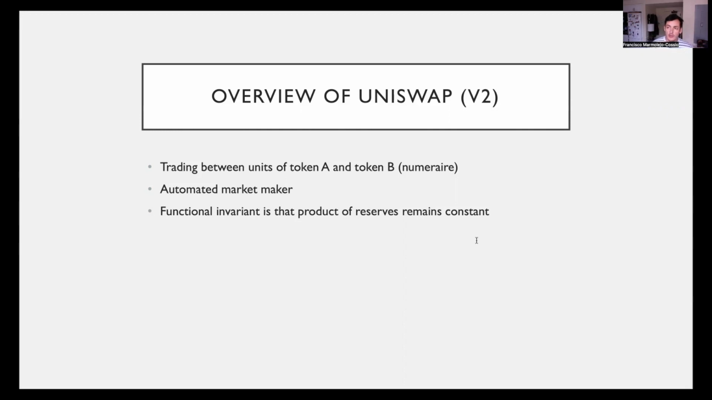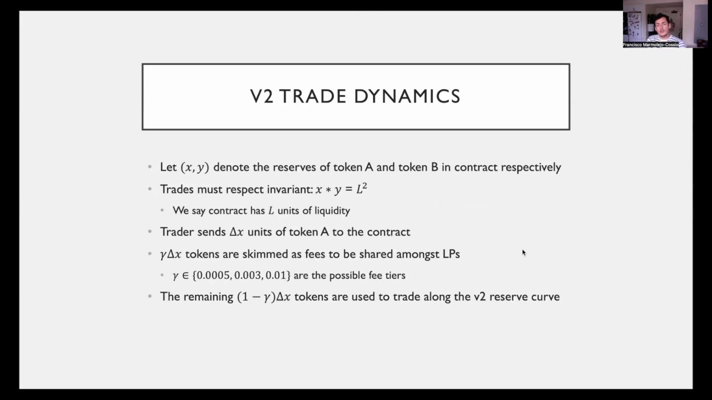And a Uniswap V2 contract is what we call an automated market maker. Again, trades are being continuously made by the contract at a specific price, and we'll see the mechanism of how it's set. And what happens is that there's a functional invariant that's maintained by the contract, which is that the product of the reserves remains constant. And so let's begin by looking at V2 trade dynamics.